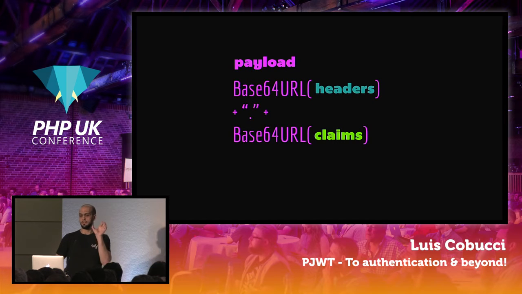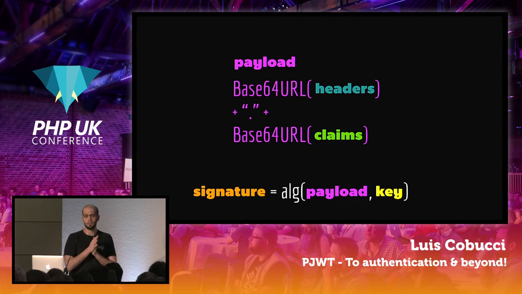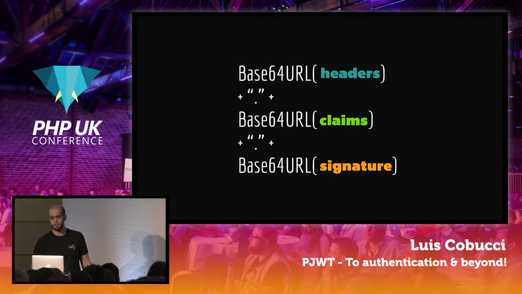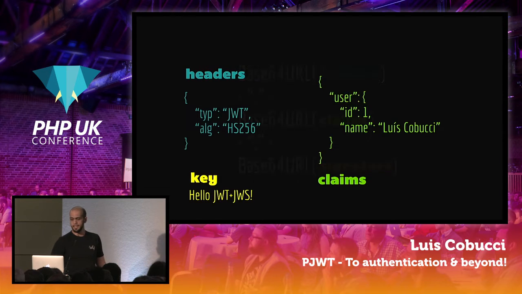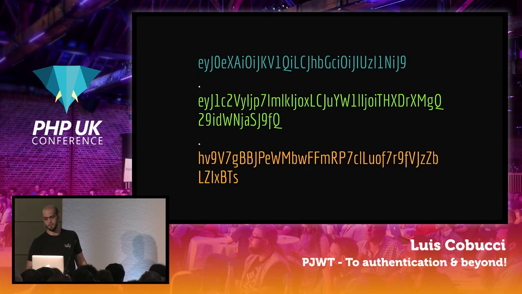Basically, you get the headers and the claims, encode them, use the dot as a separator, and this string will be a payload for a signature algorithm. You say, okay, this is my key, this is my payload, create a hash for me, and I will use this hash as the signature. Again, this signature is encoded with the same algorithm. So the same example, using this key, will create this token.